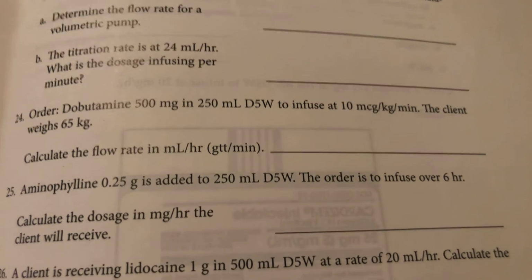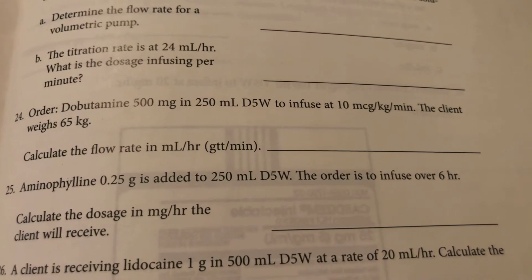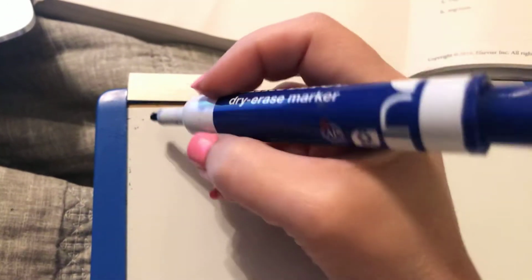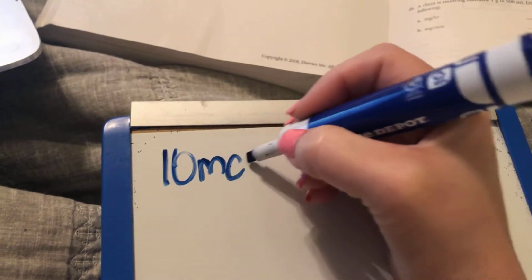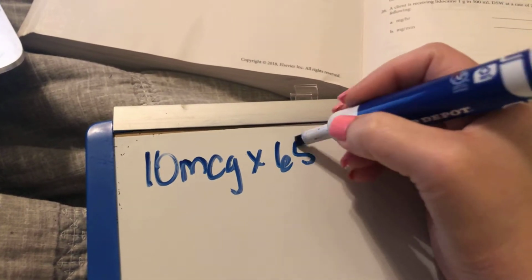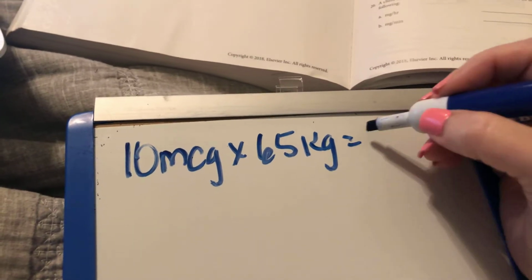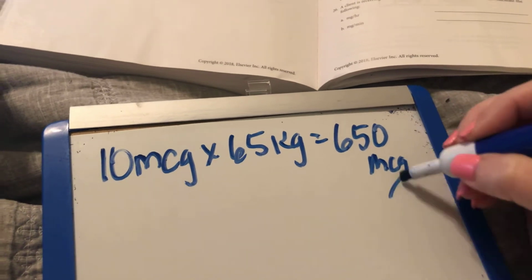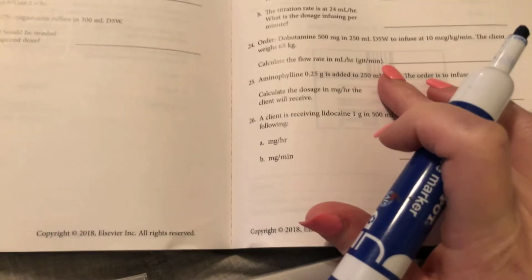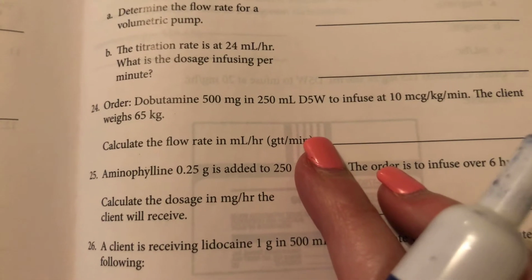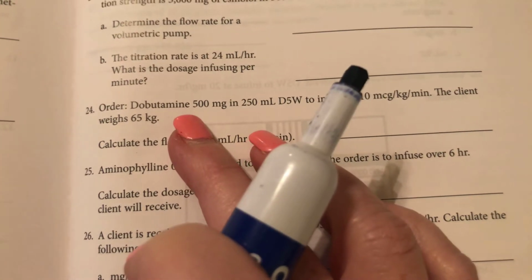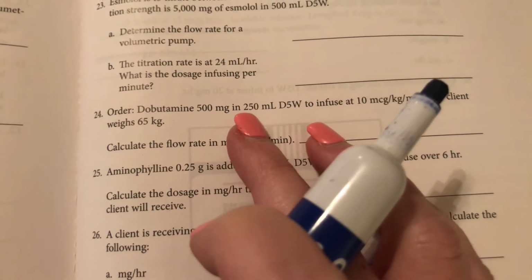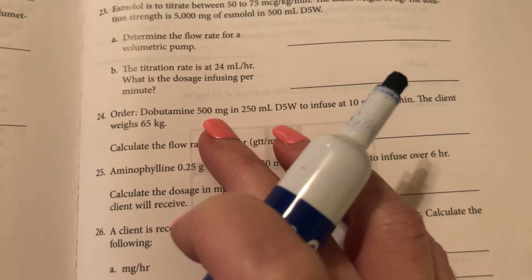Okay, so to calculate 10 micrograms per kg per minute, we need the weight of 65 kilograms. So 10 micrograms times 65 kgs is going to be equal to 650 micrograms per minute. Okay. Then it tells us that our concentration is 500 milligrams in 250, so we need to convert milligrams to micrograms.